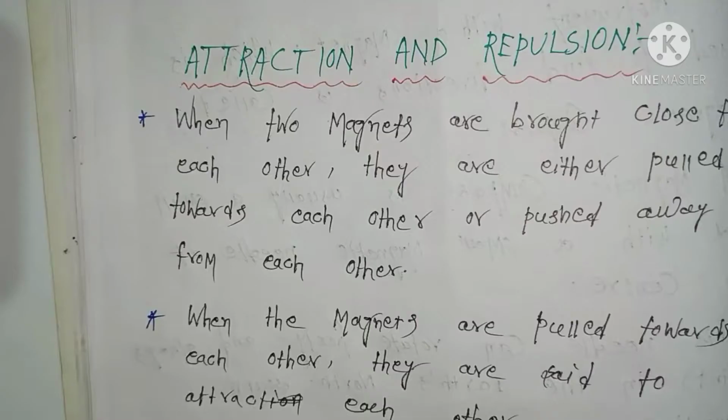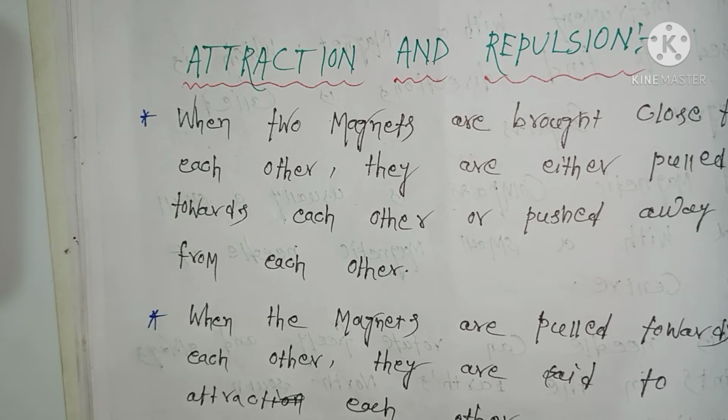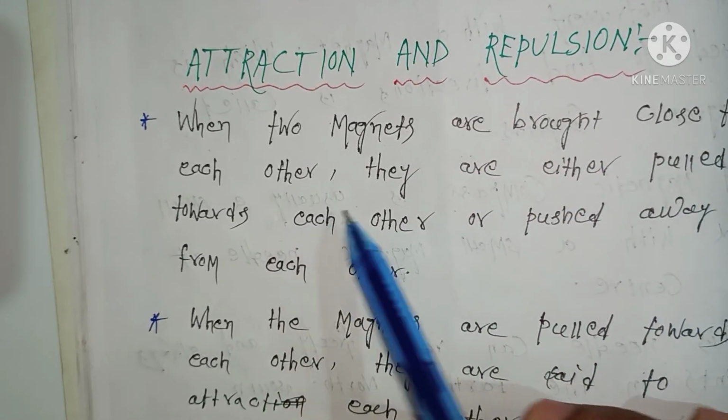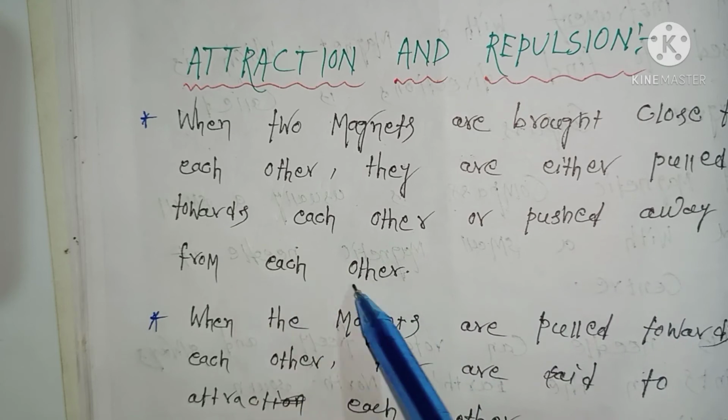Is it clear to all of you? Now we'll start attraction and repulsion. What is the same pole, what is the opposite pole, what is attraction in nature, what is repulsion in nature? In this chapter we will discuss all these things. When two magnets are brought close to each other, they are either pulled towards each other or pushed away from each other.